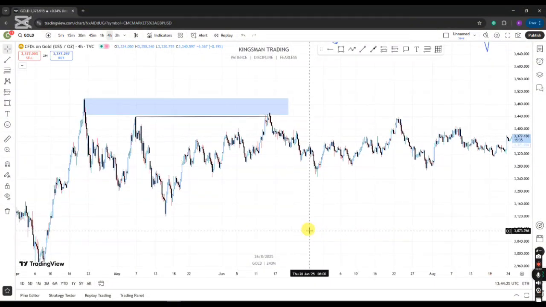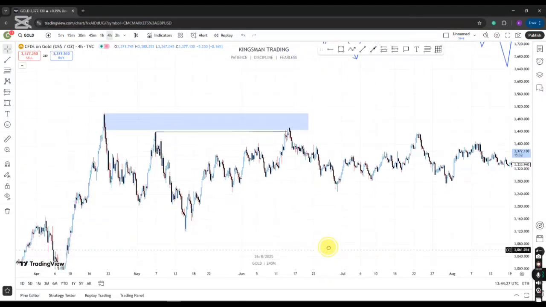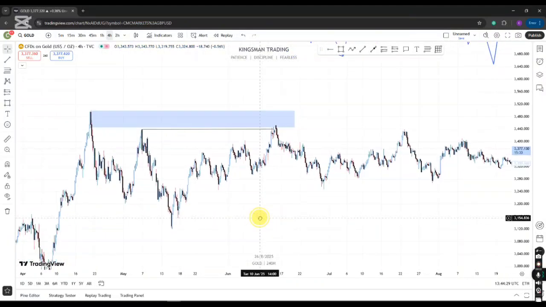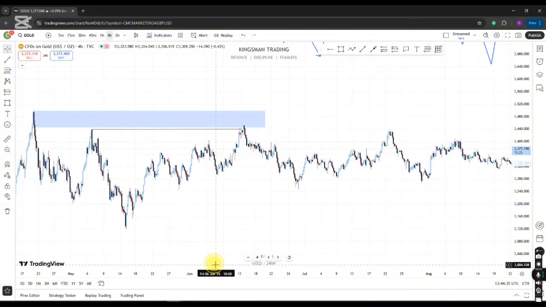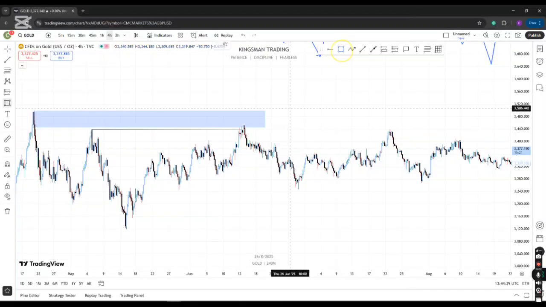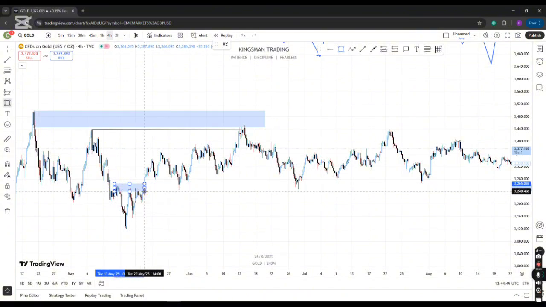Now let me look for a breaker block. Yeah, perfect. Right here we have one. So we have this breaker block here, this order block here, that we expect to push price lower since price is already going down.